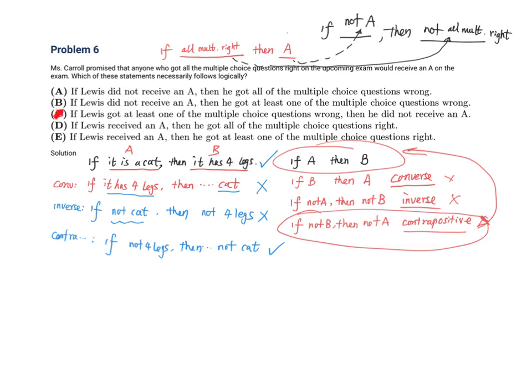Now it turns out that if he did not receive an A, then he got at least one of the multiple choice questions wrong, not all right. So one of those would be wrong. So therefore the answer is B.